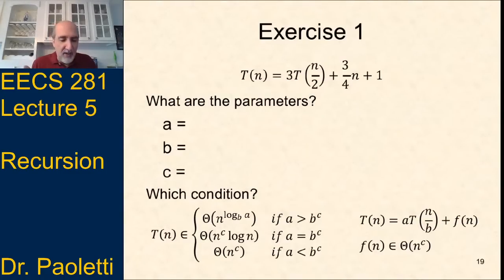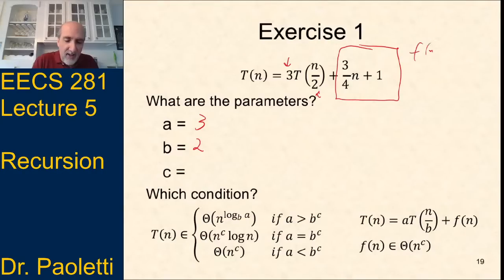Okay, so we want to get our a, b, and c out of here. a is out front here, so a is equal to 3. b is down there, b is equal to 2. And c is then, this is f of n. So f of n is equal to 3/4 n plus 1. We want to know f of n is an element of big theta of n to the c power. Aha! c is equal to 1.